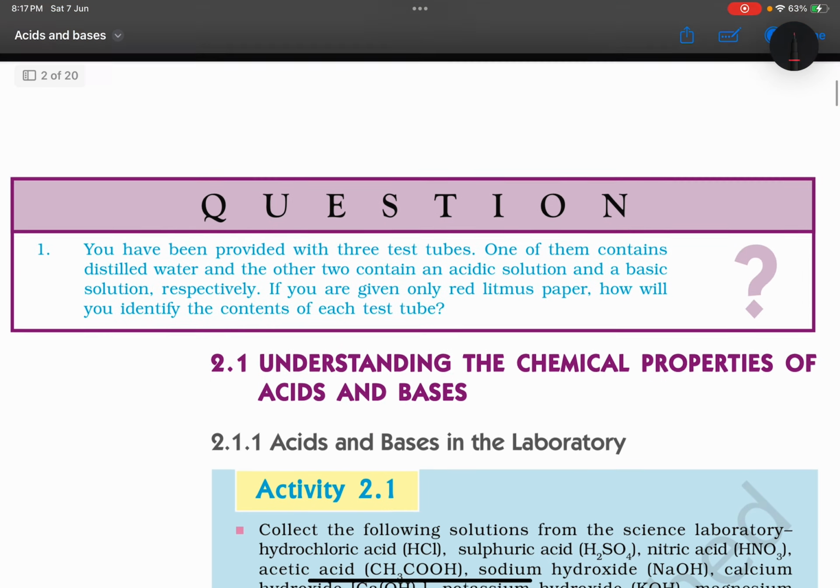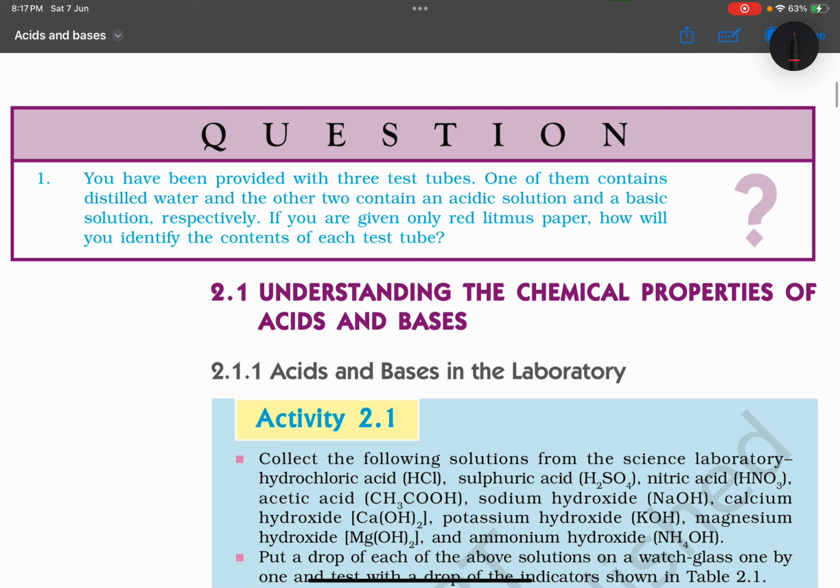Question: you have been provided with three test tubes. One of them contains distilled water and the other two contain an acidic solution and a basic solution respectively. If you are given only red litmus paper, how will you identify the contents of each test tube?